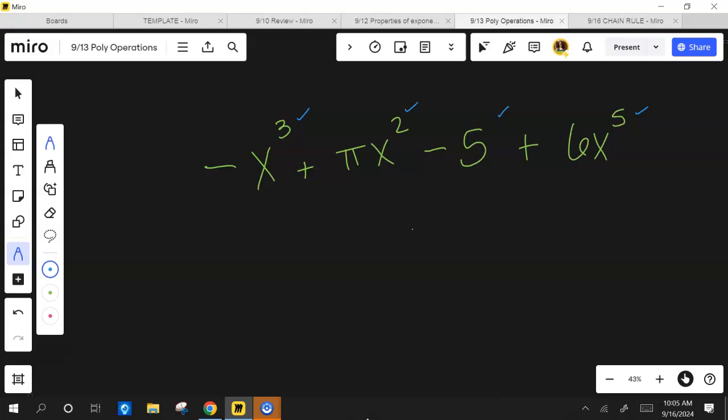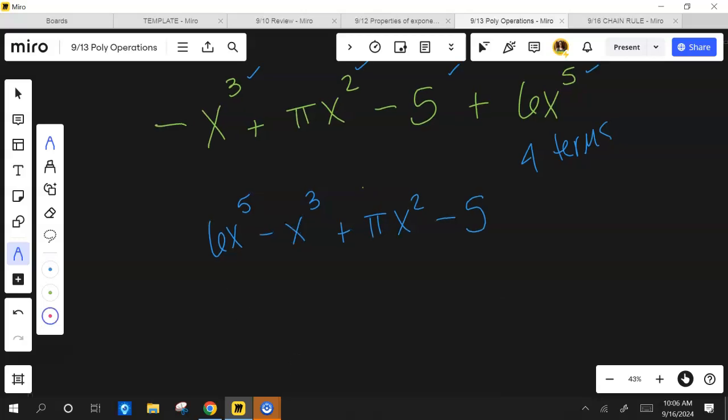How many terms do you see in this polynomial? 4 terms. Write this in standard form. It's the biggest exponent. What needs to come next? And next? What is the degree of this polynomial? 5.